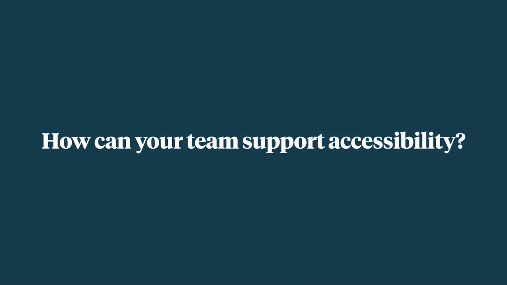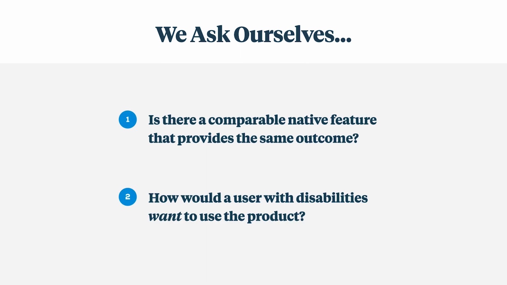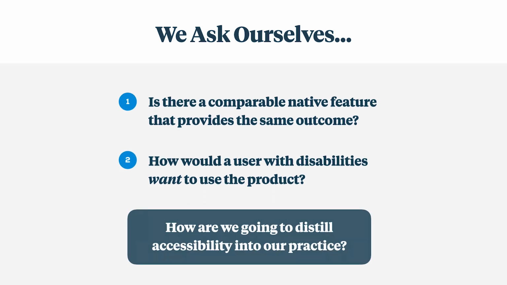The last topic I'm going to cover today is a bit more actionable. How can you and your team better account for accessibility? As you saw with the two guiding questions I reviewed earlier, it's all about distilling down information. So how are we going to distill all of this information into a formalized practice?